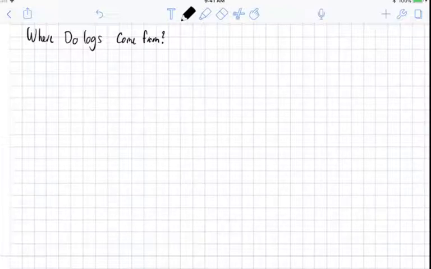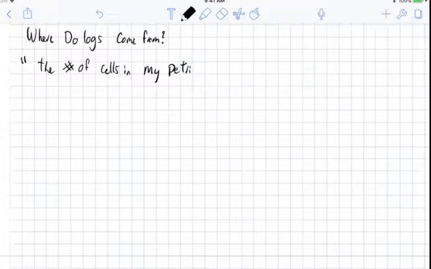So it's super usual to find systems that have exponential behavior. The number of cells in my petri dish is y equals 2 to the t, where t is in hours. Okay, so that's an exponential function. At time t equals 1, there's 2 cells, at t equals 2, there's 4 cells, and it doubles and doubles and doubles.